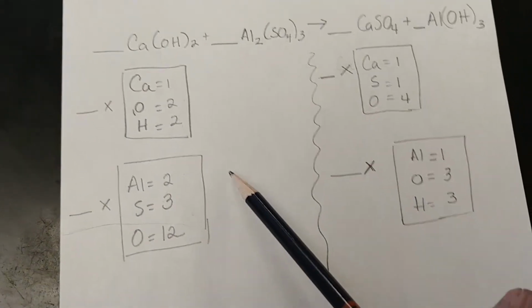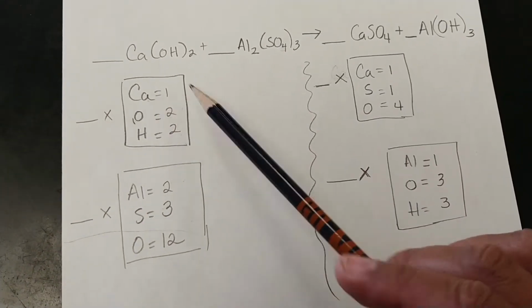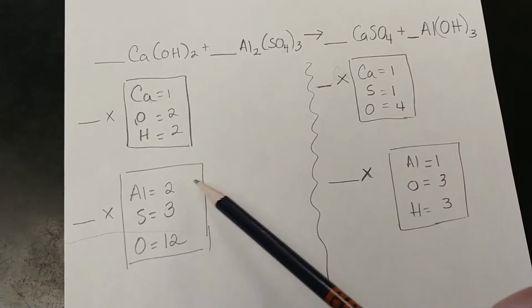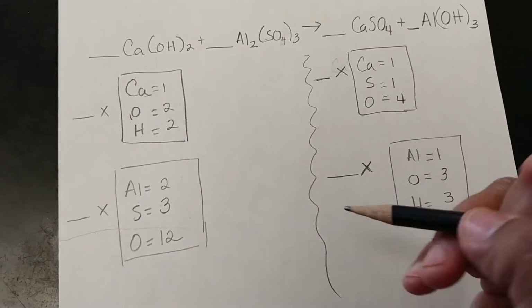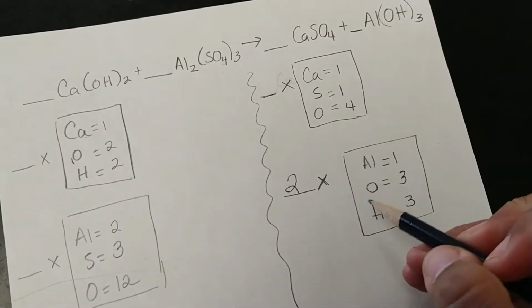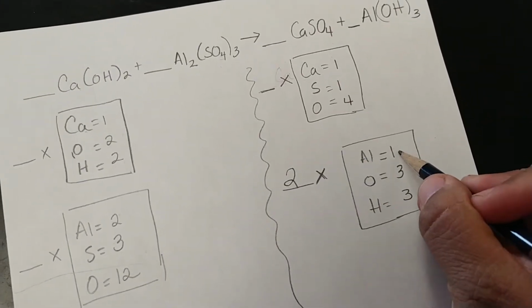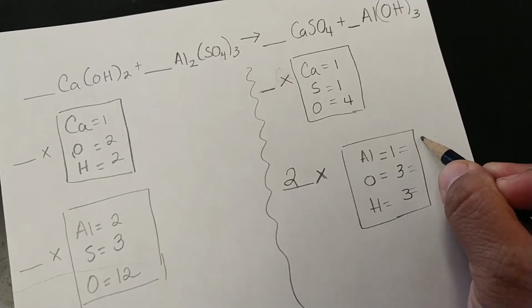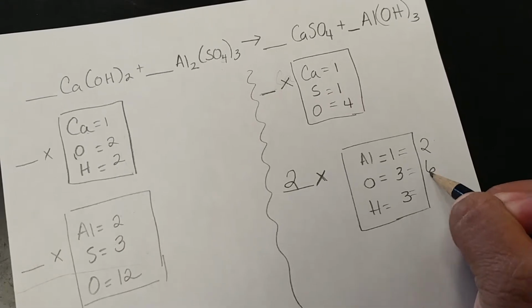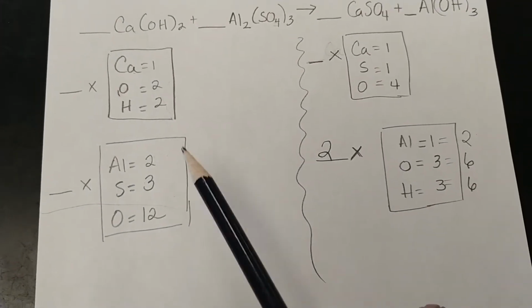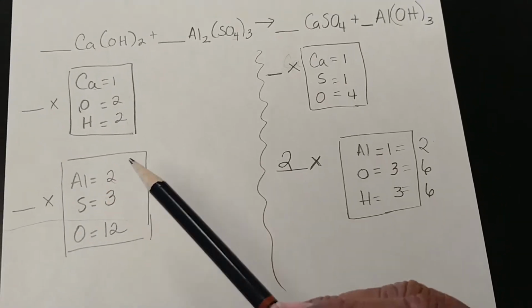So if you start with your metals first, such as calcium, calcium is the same, so we don't need to worry about that. And then you find that aluminum is not the same number, so I can go ahead and put a 2 here. By putting a 2 here, what happens is that it multiplies with everything that's inside the box. So that would make it 2, 6, and then 6. Once I have that, now my aluminums are balanced.